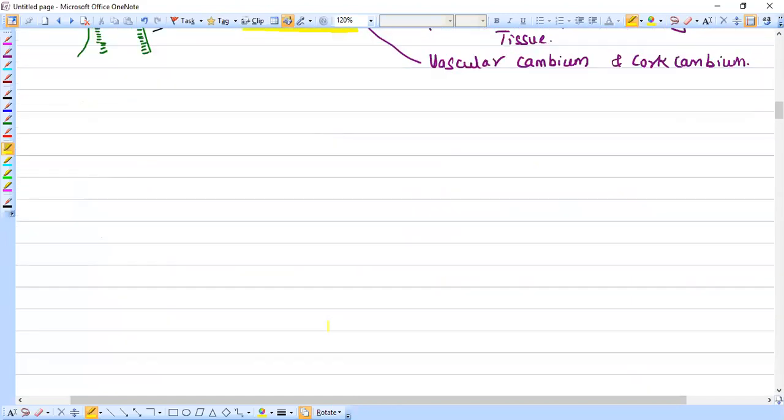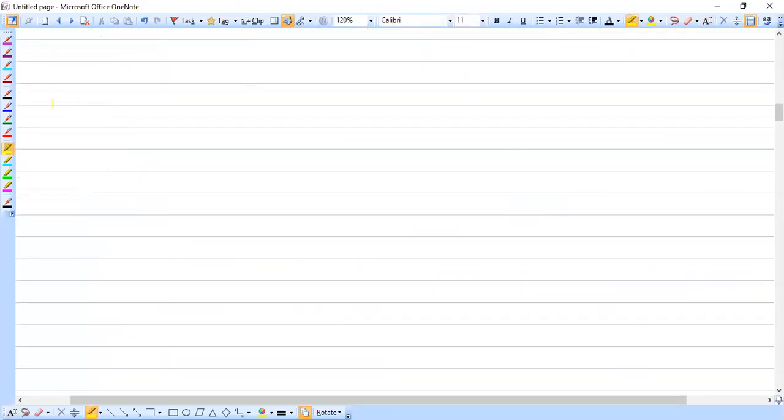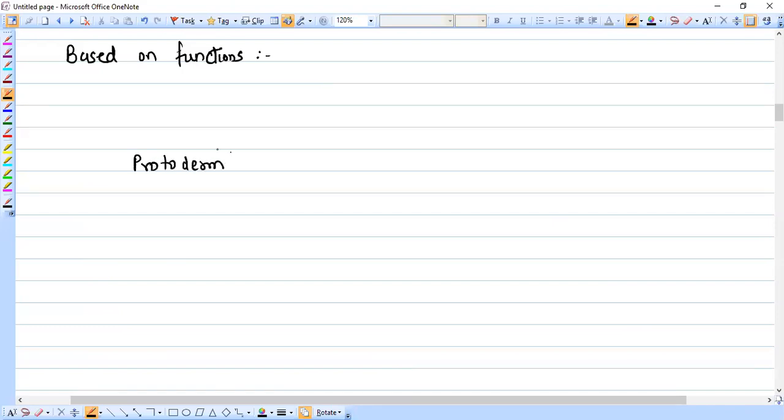Let's talk about the third type of meristematic tissues. It is based on function. There are different functions allotted to meristematic tissues, and based on functions we have different types of meristematic tissue. The very first type is called protoderm, the one that is responsible for formation of the outermost layer. Proto means first and derm means layer.